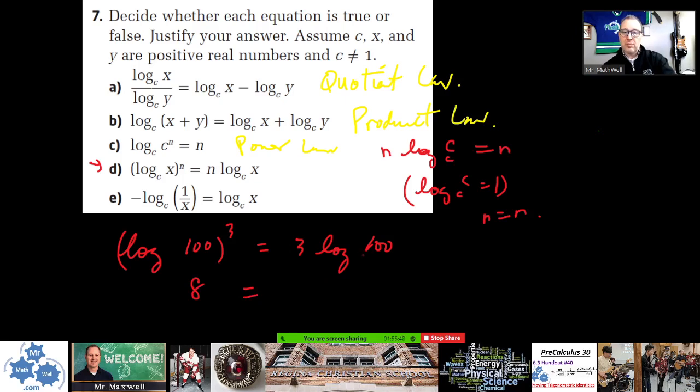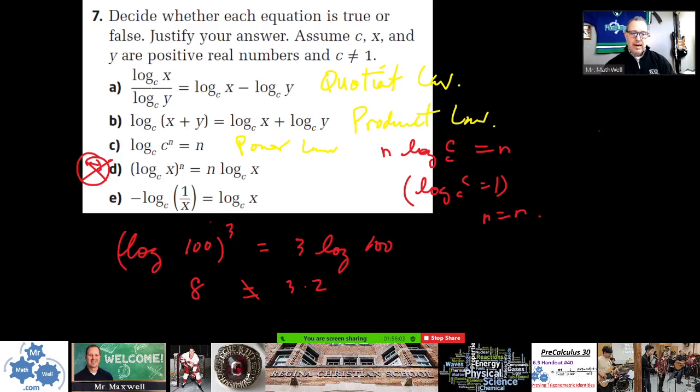The log of 100 base 10 is 2, so this is 3 times 2. So this is not equal. All right, so D, not equal. That power rule is only when an n is an exponent for the x there.